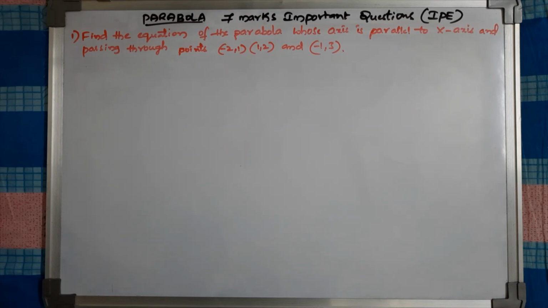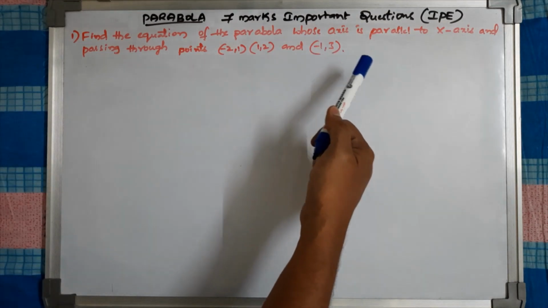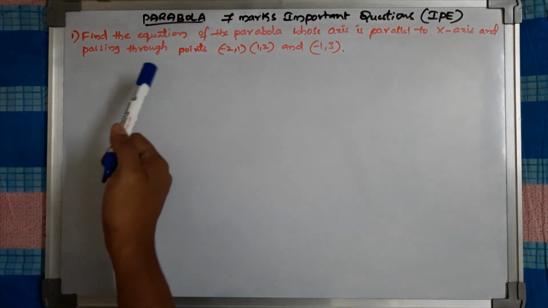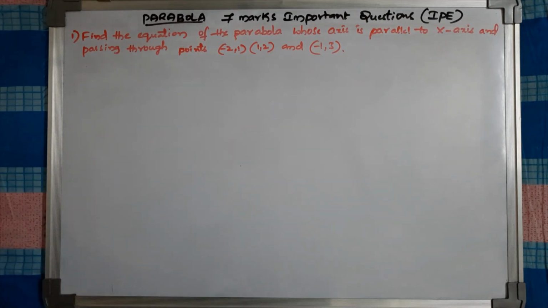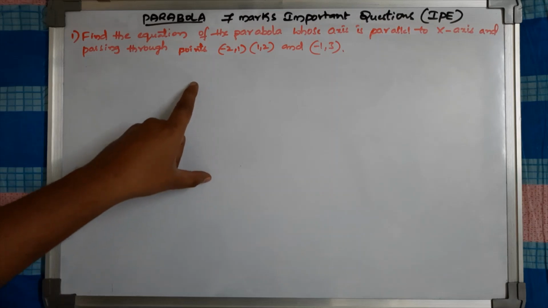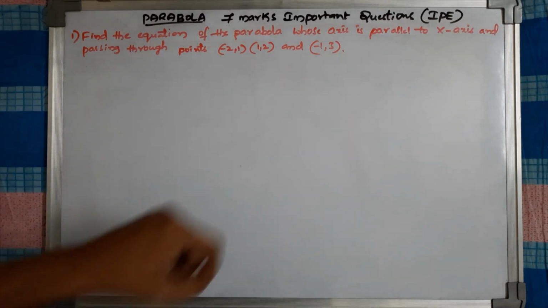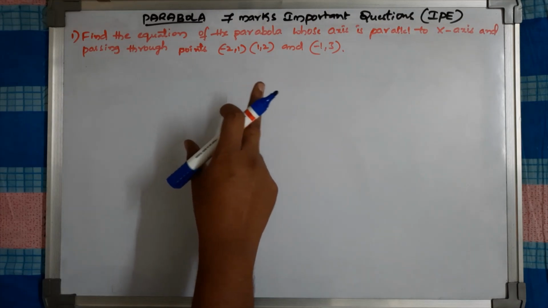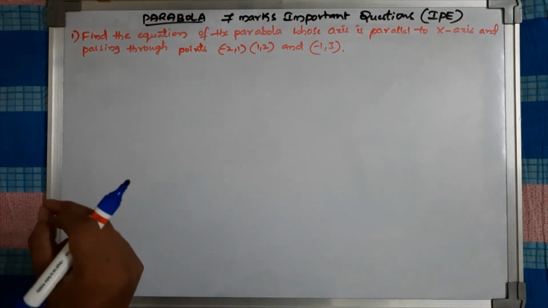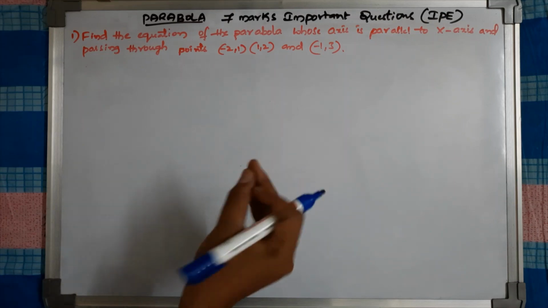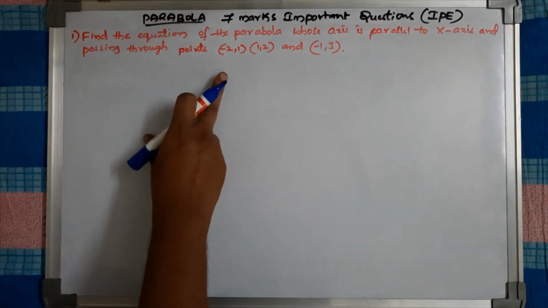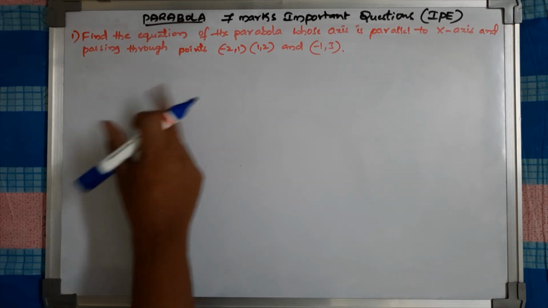As you can see, the first question is: find the equation of the parabola whose axis is parallel to x-axis and passing through points (-2, 1), (1, 2) and (-1, 3). So he has given 3 points and the condition that the axis of the parabola is parallel to x-axis. For this type of question, you have to do like this.